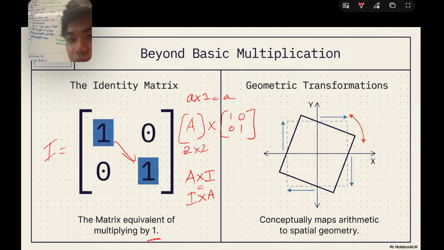Also, geometric transformations come in while we're multiplying our matrices. It conceptually maps arithmetic to spatial geometry as well, which we will see in the distant future.